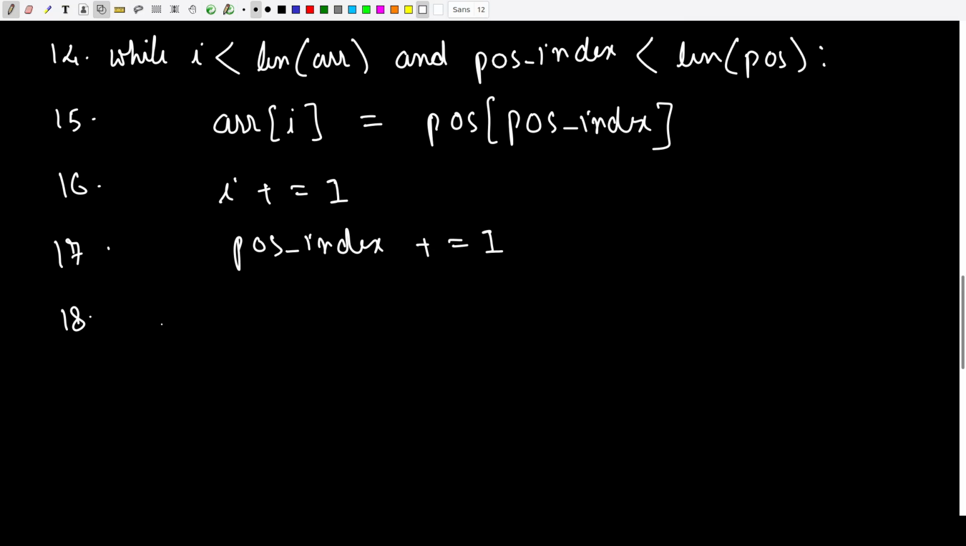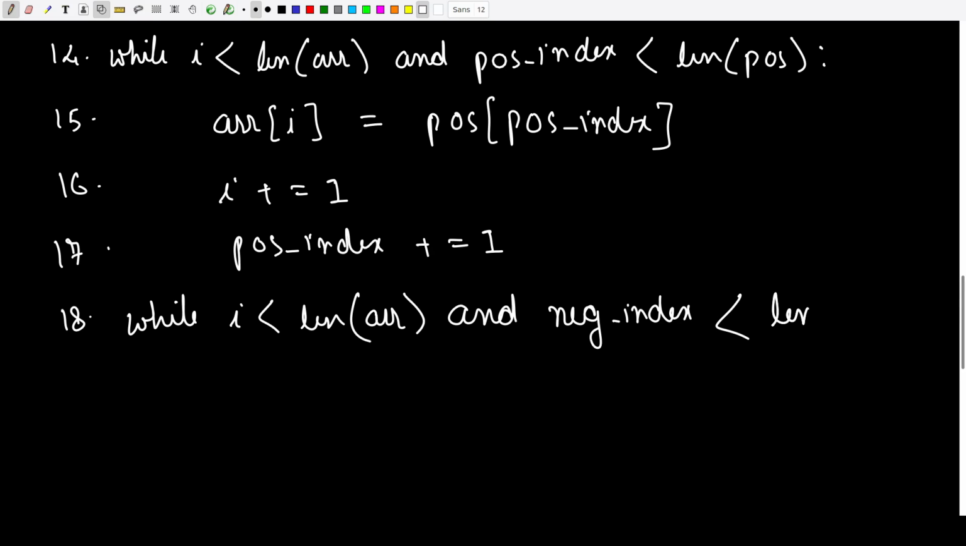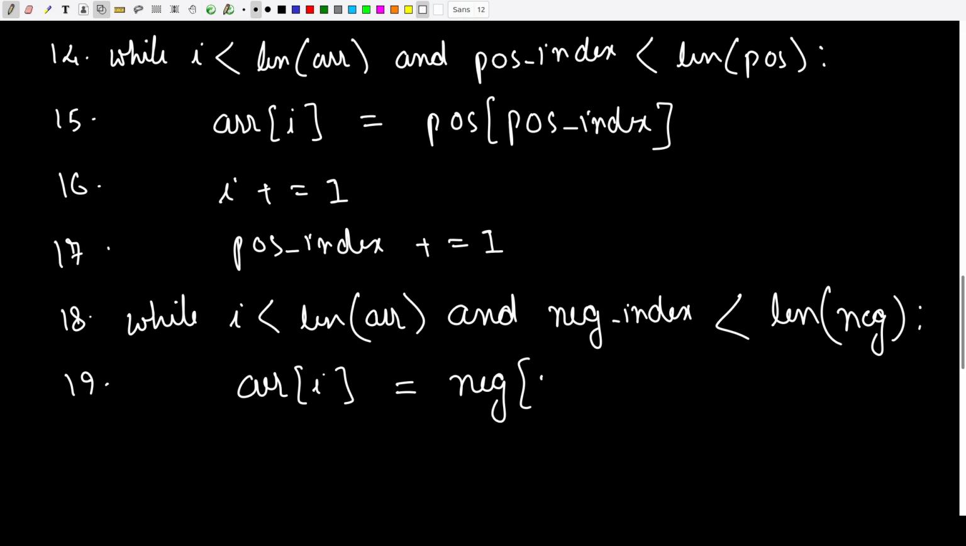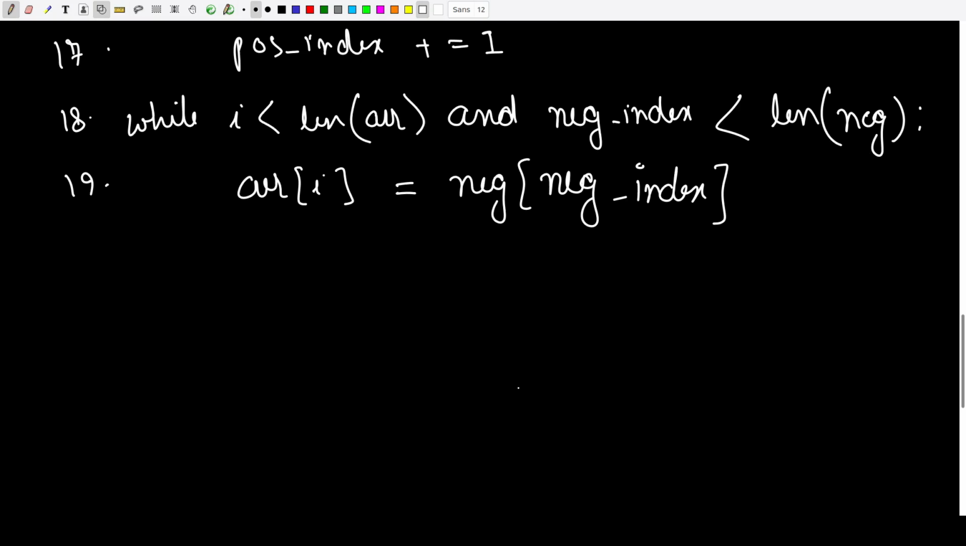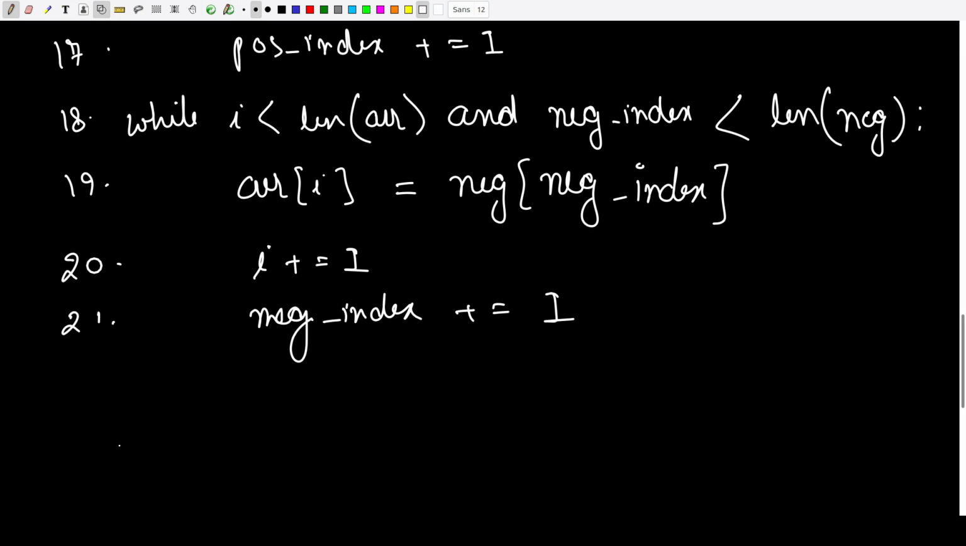Similarly, it might also be possible that we have exhausted our positive pool and we are left with the negative pool. In such a case, i is less than len of array will be true and negative index will be less than len of negative array. And just like we have done for the positive elements, we are going to repeat the same process for negative elements. So arr[i] equals negative[negative index], and after doing that, let us increase our i and negative index. So i will be increased by 1 and negative index will be increased by 1. And in this way, we will be able to arrange the elements of the array. So that's the pseudocode, folks.